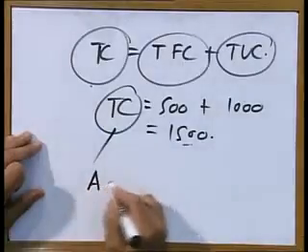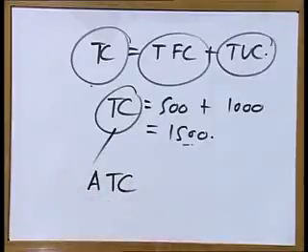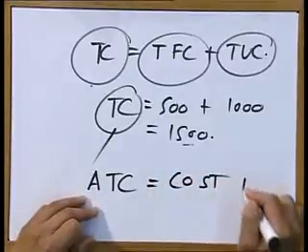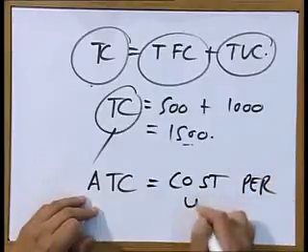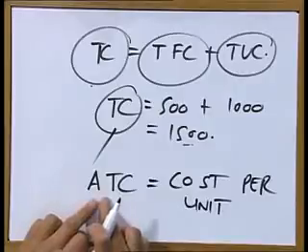Okay, now from TC we can then calculate the average value of the total cost. So we can then calculate what we call ATC. Now what is ATC? It is the average total cost. Simply stated, this is the cost per unit. How much does it cost to produce 1 unit of that product, right? And this is very important in terms of the following chapters. So that is your ATC.